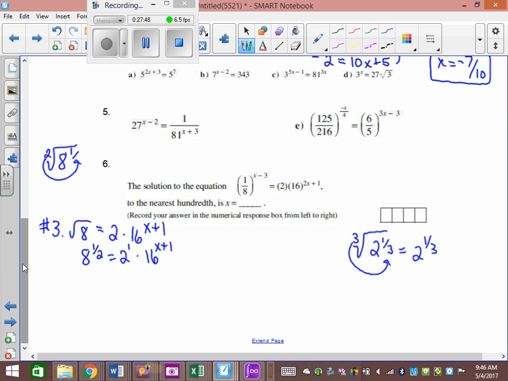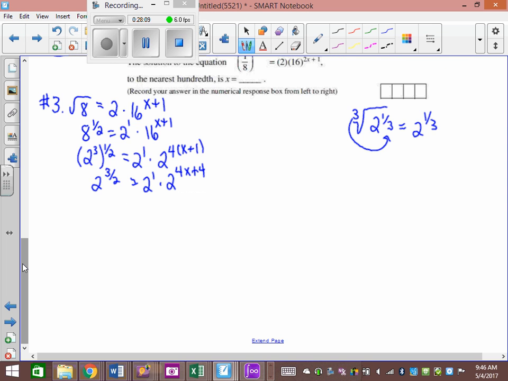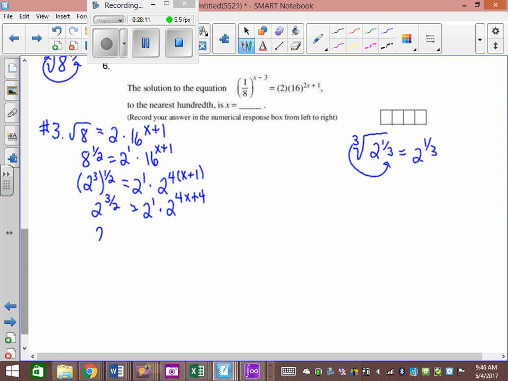So then I'm going to make them be base 2. So this is 2 cubed to the half, equals 2 to the 1 times 2 to the 4 to the x plus 1. This is 2 to the 3 halves equals 2 to the 1 times 2 to the 4x plus 4. And I get 2 to the 3 halves equals 2 to the 4x plus 5 because I add exponents, and then I can solve it. 3 halves equals 4x plus 5.